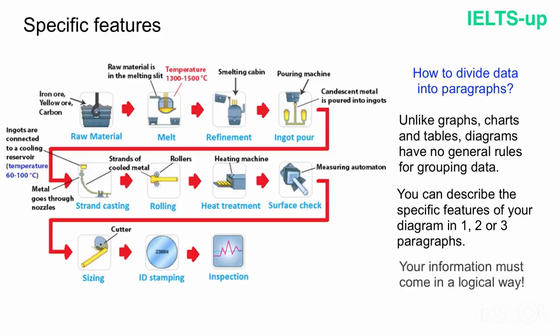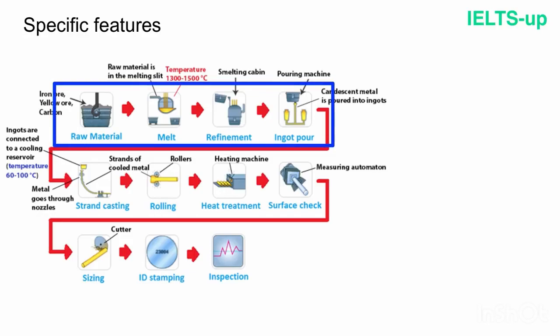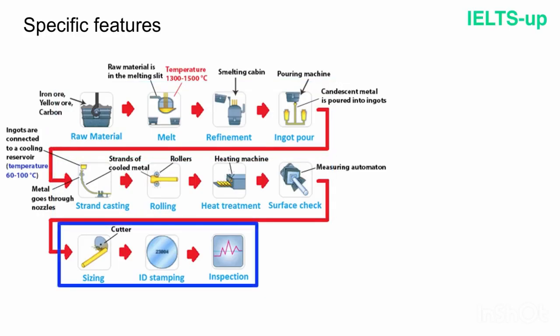But remember that you should describe the stages of your process sequentially. That is to say, it's a bad idea to start with the last stage, then write about the third stage, then describe the first stage, and so on. Your information must come in a logical way. Now let's see how I wrote the specific features. I decided to divide the specific features into 3 paragraphs, so that the first paragraph writes about the first 4 stages of our process. The second paragraph writes about the next 4 stages. And the last paragraph writes about the last 3 stages.